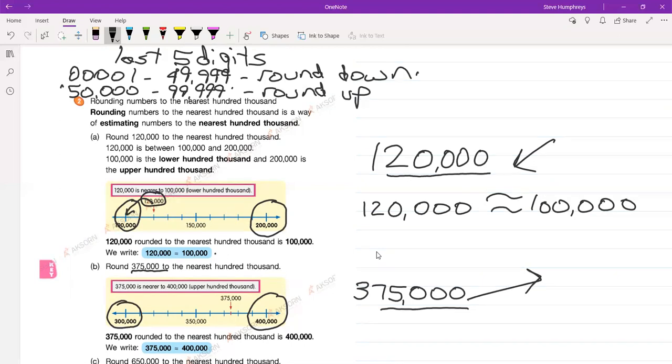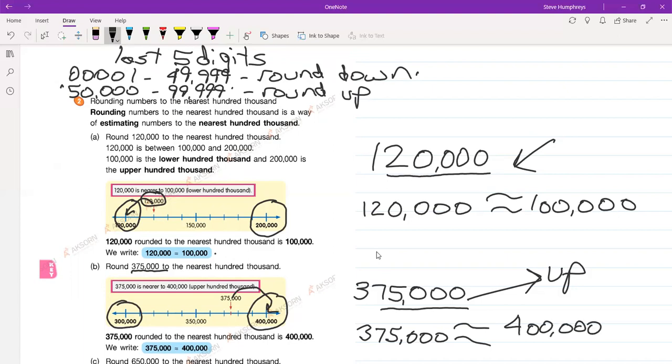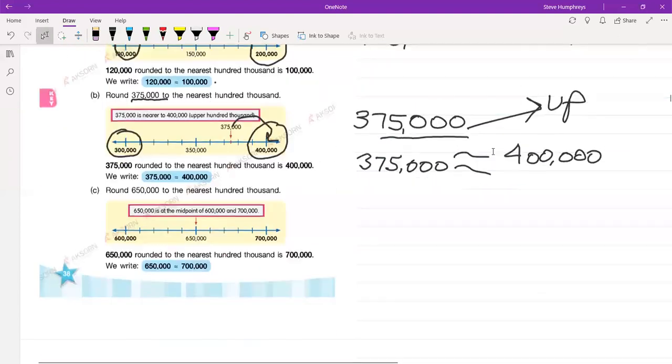Round it up to the nearest multiple of 100,000. On your number line, you're going to round up to the nearest multiple of 100,000, which is 400,000. Okay, there it is there.